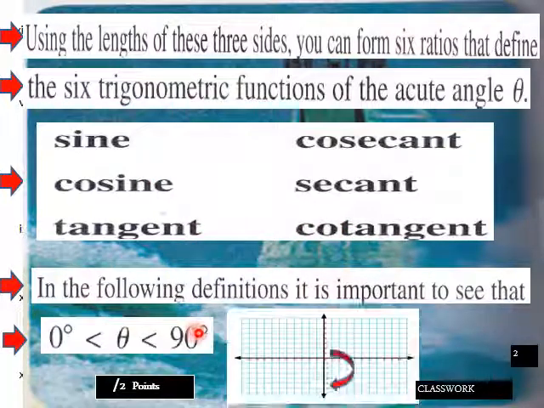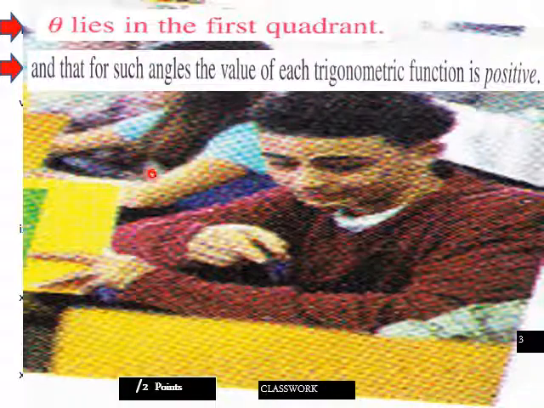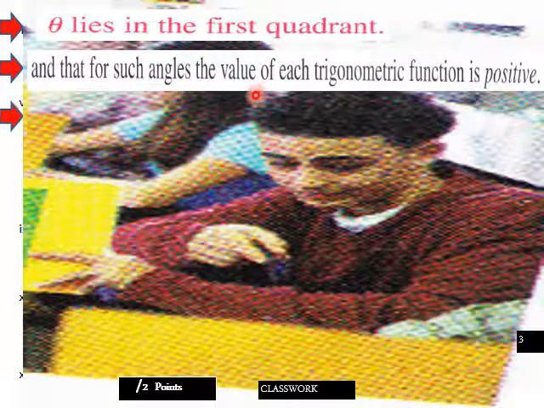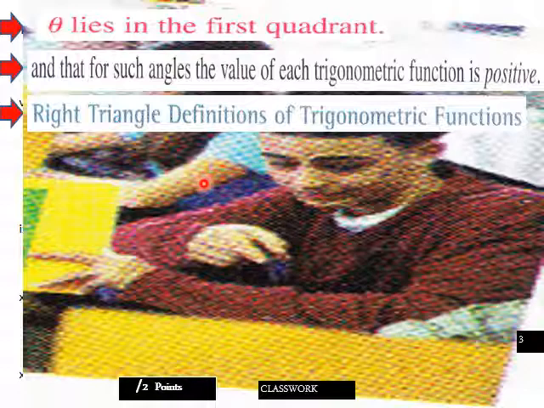In the following definitions, it is important to see that we're only considering the functions within the first quadrant, where 0 degrees is less than theta and theta is less than 90. So quadrant number 1 is what we're concerned with for our trig functions. Theta lies in the first quadrant, and for such angles the value of each trigonometric function is positive because you have a positive y and positive x.